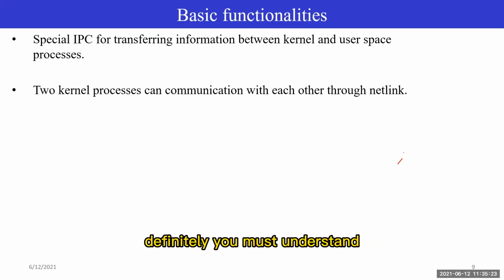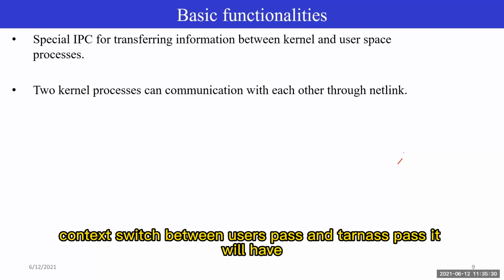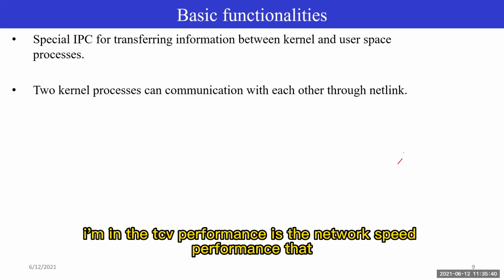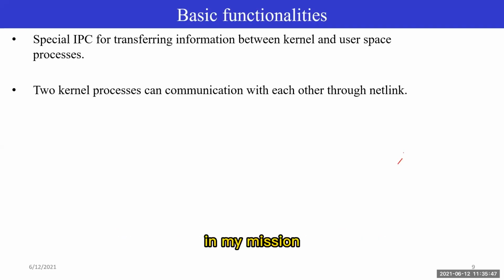So definitely you must understand that the number of context switches between user space and kernel space will have more impact on the performance. And here by performance, I mean the TCP performance, the network speed performance, that is, how fast you are writing that data in my machine. So I'm talking about that performance.